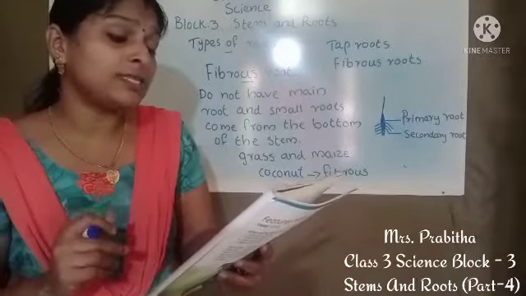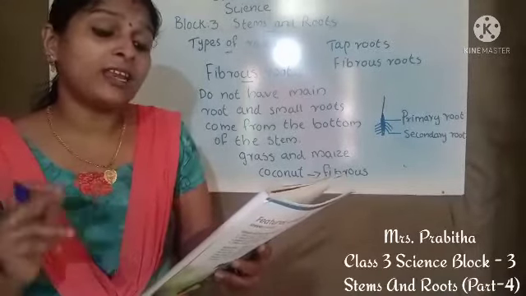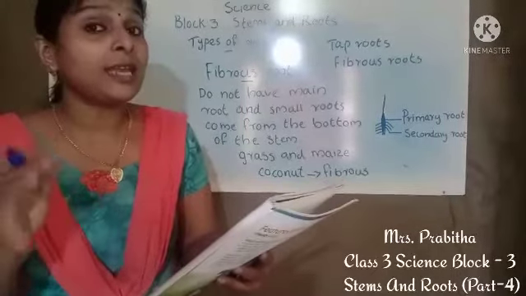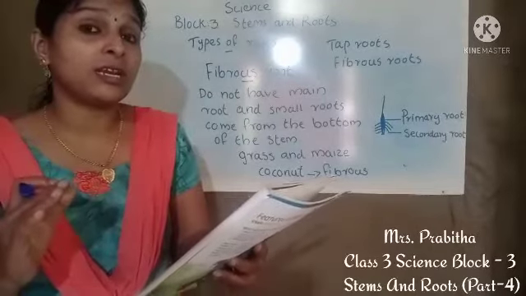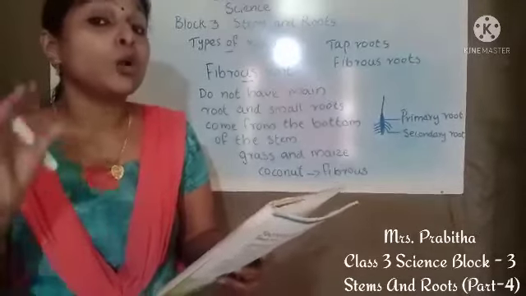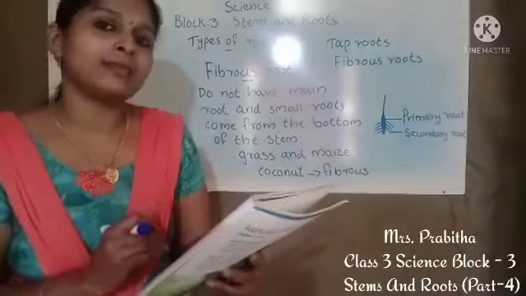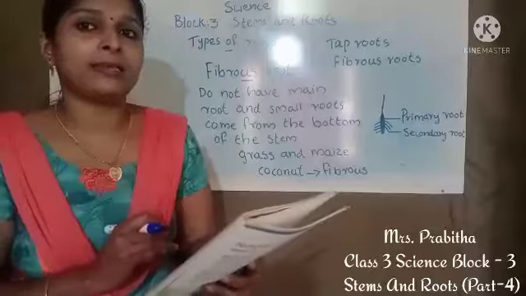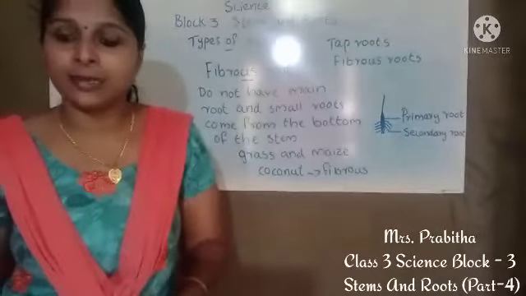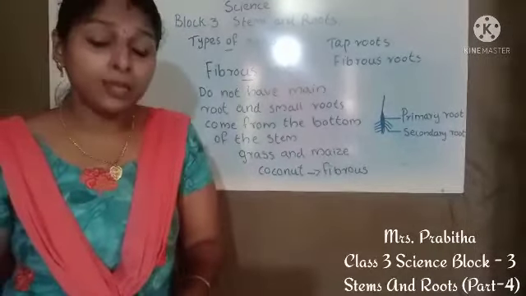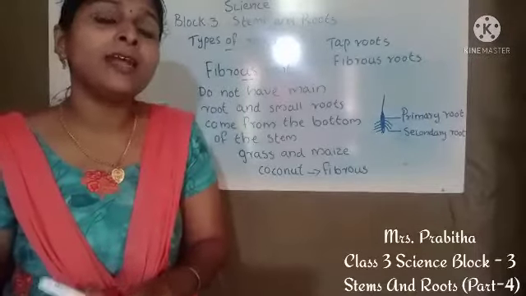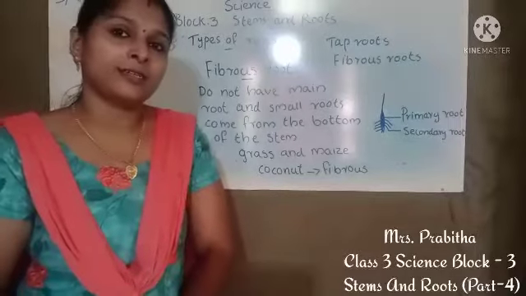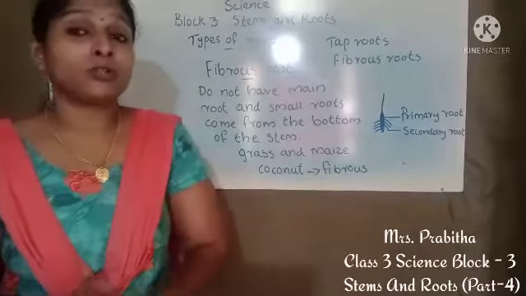Then 8th question is, how is the modification in a carrot plant different from the modification in a potato plant? In a carrot plant, which part do we eat, children? Yes, in a carrot plant, root stores food for the plant. But in a potato plant, stem stores food for the plant. This is the way you have to write the answer.